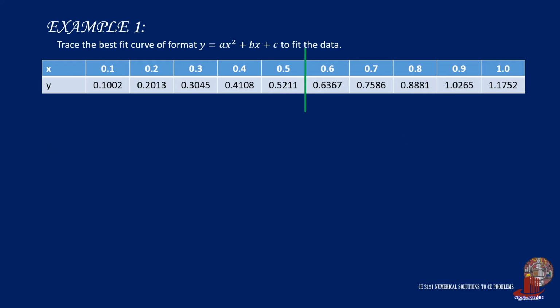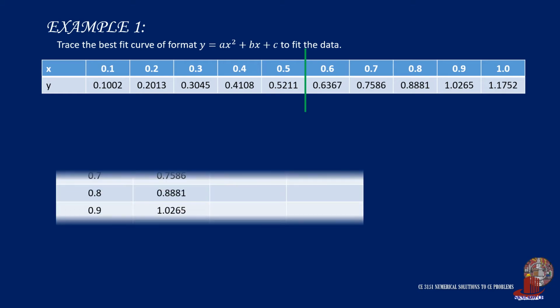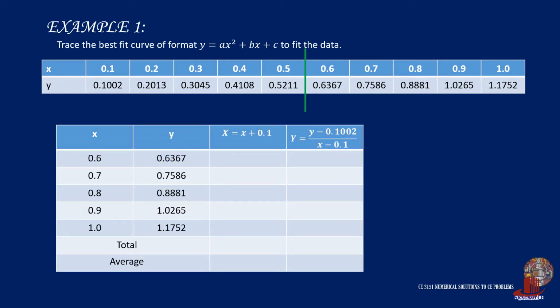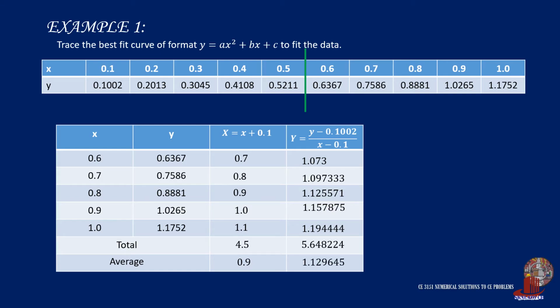The second group will also be computed similarly as for the former group. Solve for capital X as the following data, take their total and also their average. Capital Y is also computed with the different values of x and y, then take the total of the values and also the average. Then, the second equation is drawn out as 1.129645 is equal to 0.9a plus b.